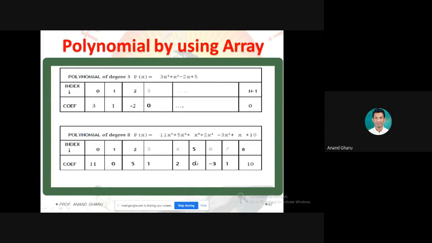So here 5 initialized to 0. Again 2 coefficient is -3. Here x is a 1, and here you can directly put the value 10. Okay, that I want to show here. Here value is 5, but they have put 0. Okay, so this is a mistake. Here you can directly put 5 like this. Okay, these are the examples to represent the polynomial using the array.